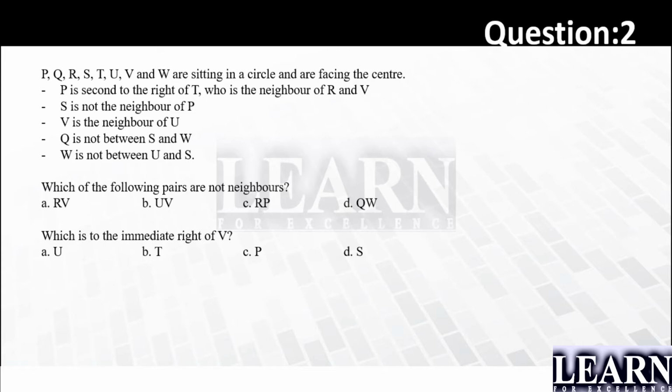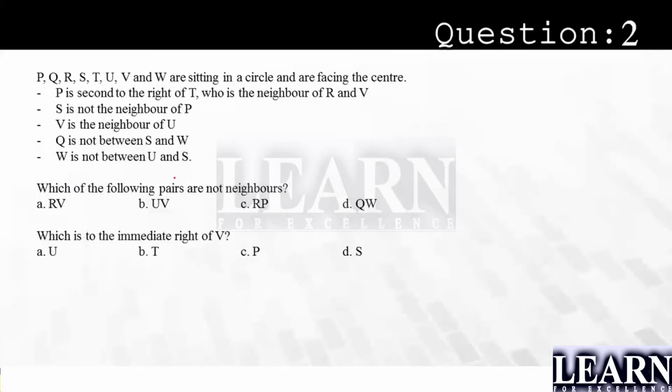Let's have a look at the question. P, Q, R, S, T, U, V, and W are sitting in a circle and are facing the center. So this is a circular arrangement with facing center. There are two types of arrangements in a circle: one is facing center and the other is facing away from the center. You have to be very careful with that.